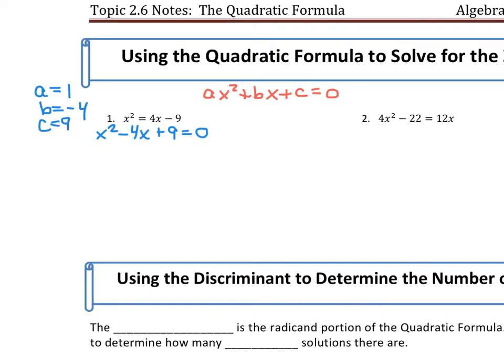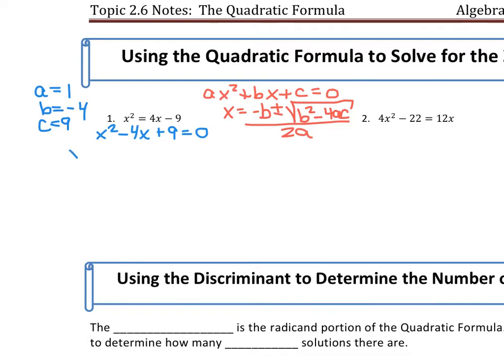The quadratic formula that we derived in the last video says that x equals the opposite of b, or -b, plus or minus the square root of b squared minus 4ac, all over 2a. So we're just going to substitute our numbers right into the formula.